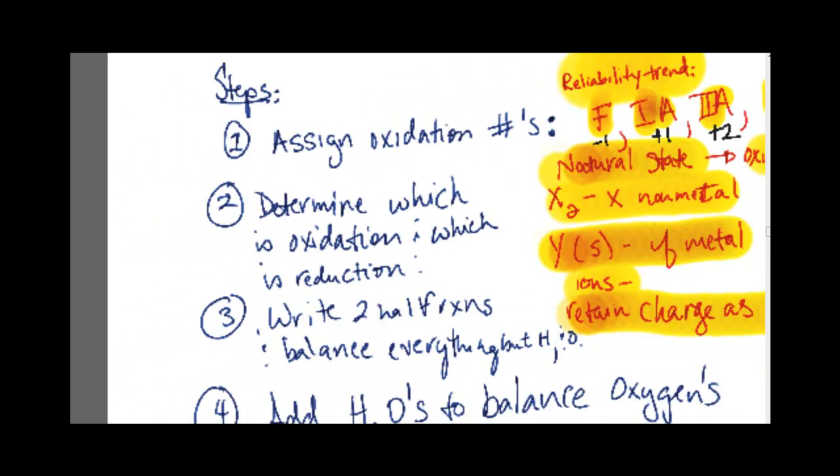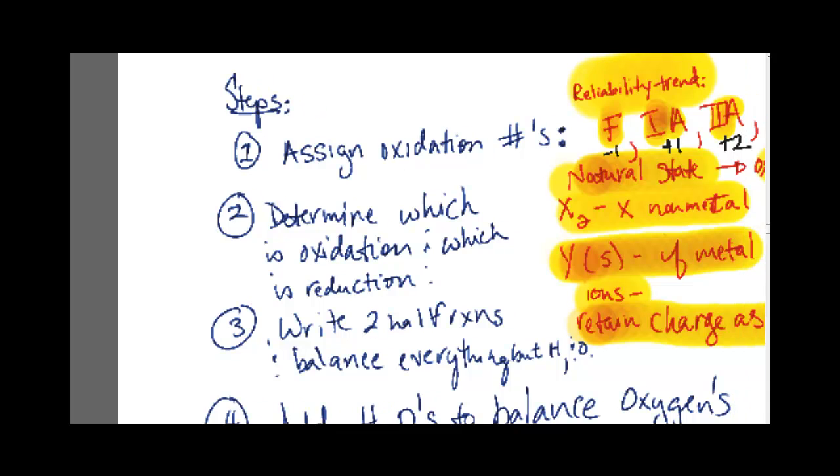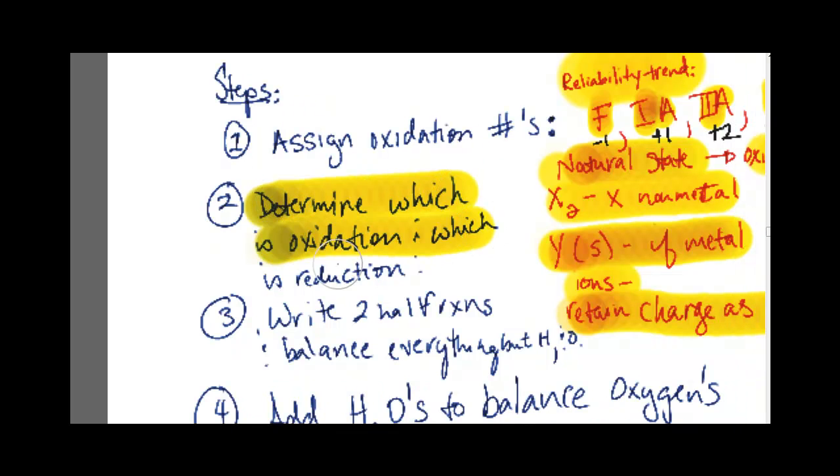Alright? So, after you assign the oxidation numbers, you're going to determine which one's oxidation, which one's reduction. And if you remember, oxidation, you lose electrons. Looks like I got a text message, sorry about that. And reduction, you gain electrons. So when you lose electrons, you become more positive. And if you gain electrons, you become more negative. Okay, and I'll show you what I mean by that when we do the example video.